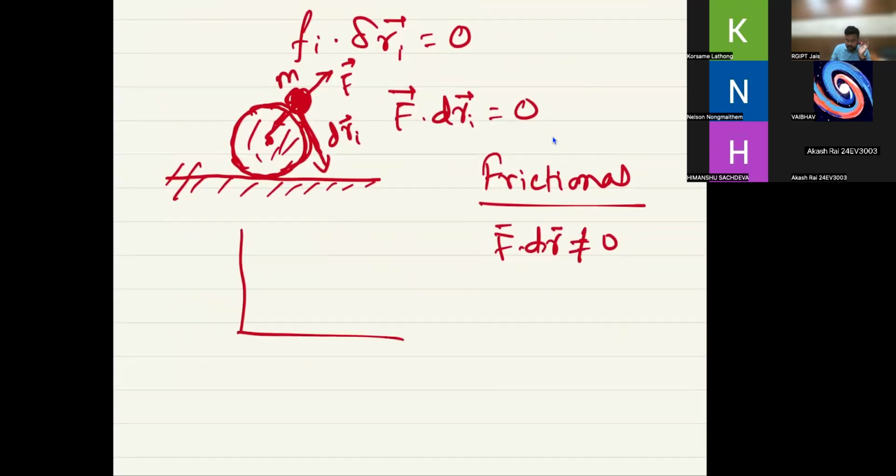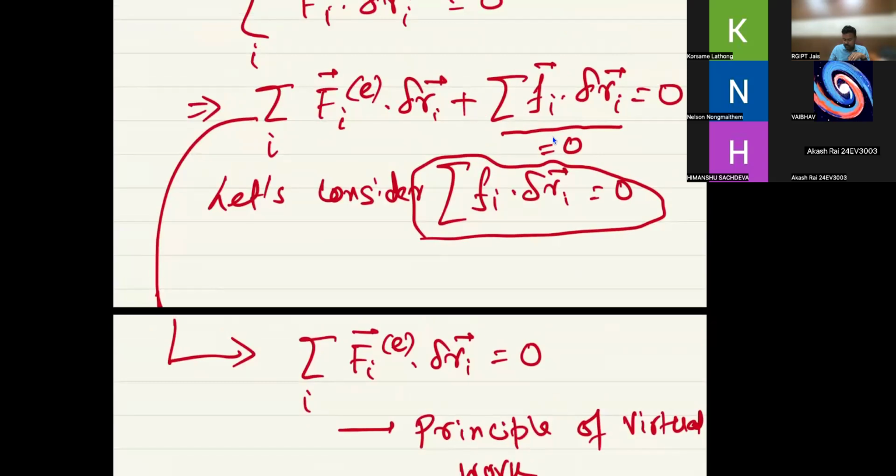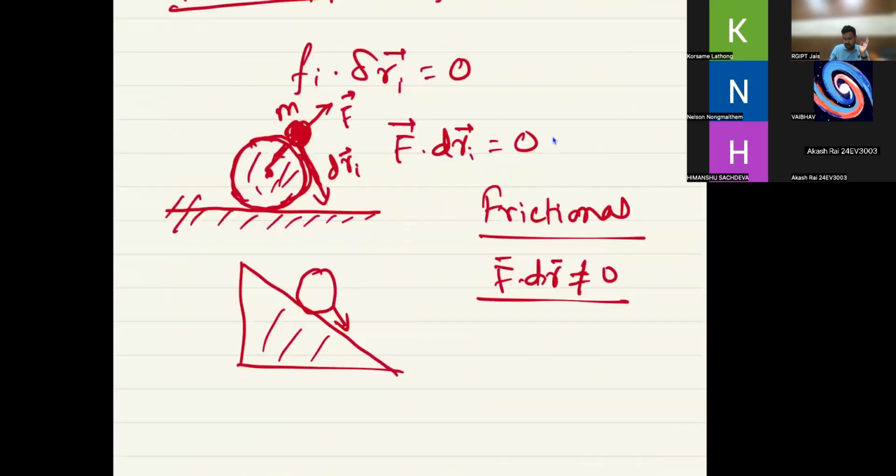For example, if you have an incline and a ball that is rolling, and there is some friction involved. The direction of friction is opposite to the movement, so if displacement is along this direction, the friction will also be parallel to this displacement. So it is not 90 degrees, it is always parallel, and in that case this term will not be zero. So this is just a consideration that Fi dot delta ri equal to zero doesn't have to hold always, that forces of constraint do not do any work.